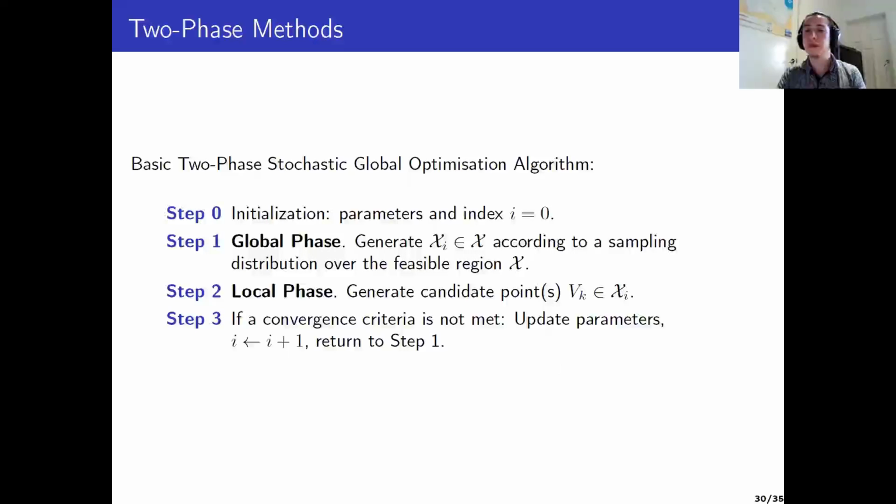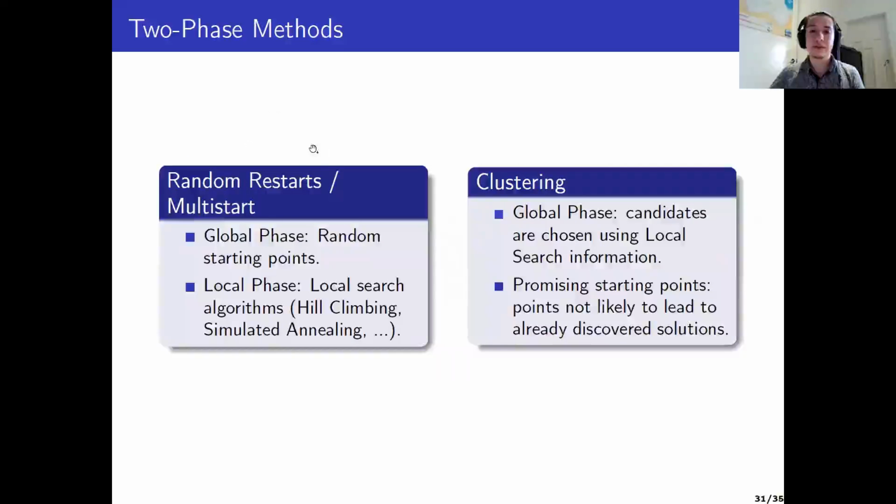So approaches that fall into this category are random restarts or multi-starts, where the global phase refers to the random starting points, and the local phase are local search algorithms from these starting points that might be hill climbing or simulated annealing, for some examples. And another approach would be clustering, where in the global phase, we pick candidates using the local search information. So we are only picking starting points that are promising, that is, points that are not likely to lead to the solutions that have been already discovered.